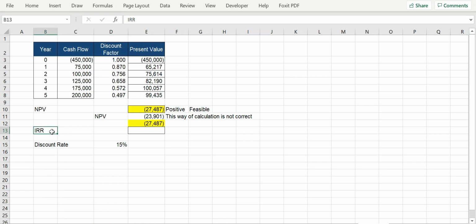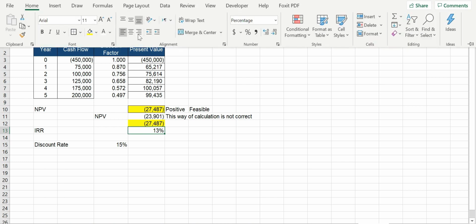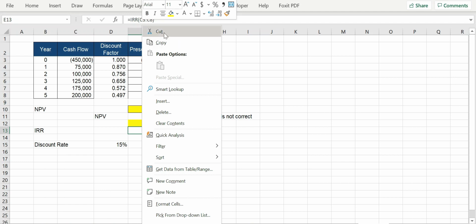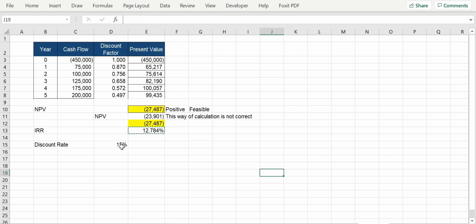This is known as internal rate of return. So IRR is calculated by taking the cash flows from year 0 to year 5. That will be 13%, which means if you take the exact figure, it will be 12.784. When you take this 12.784 and apply it on the discount rate, just copy and paste it on the discounting rate. So what will happen?